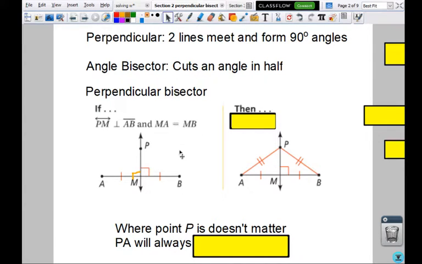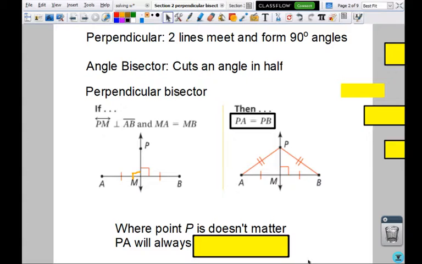If I have a perpendicular bisector, then if I take points on the end and connect them to some point on the bisector, sorry, let me back up. Sorry, a lot of bisectors and perpendiculars in here. Okay, PM right here is my perpendicular bisector. A and B are my endpoints. If I connect my endpoints to anywhere on the perpendicular bisector, they will always equal each other. So PA to PB is always congruent if I have a perpendicular bisector.